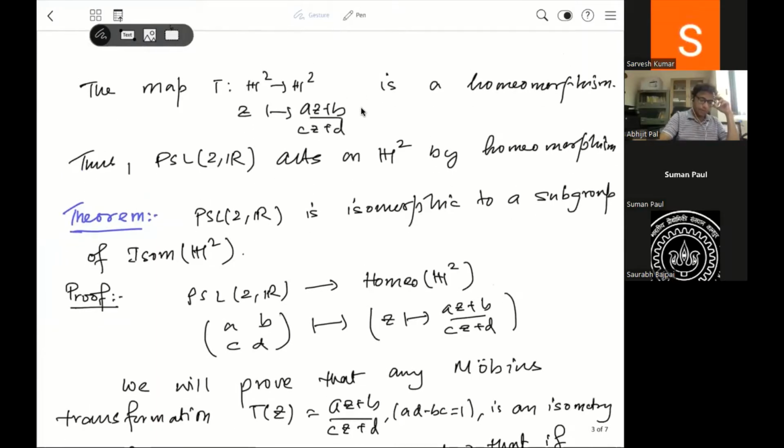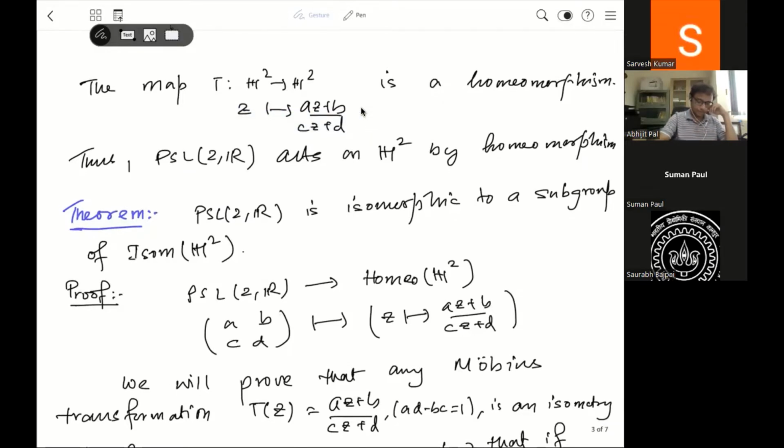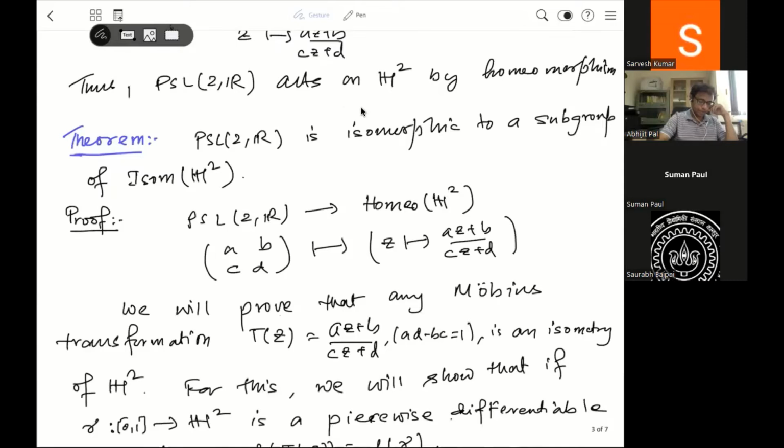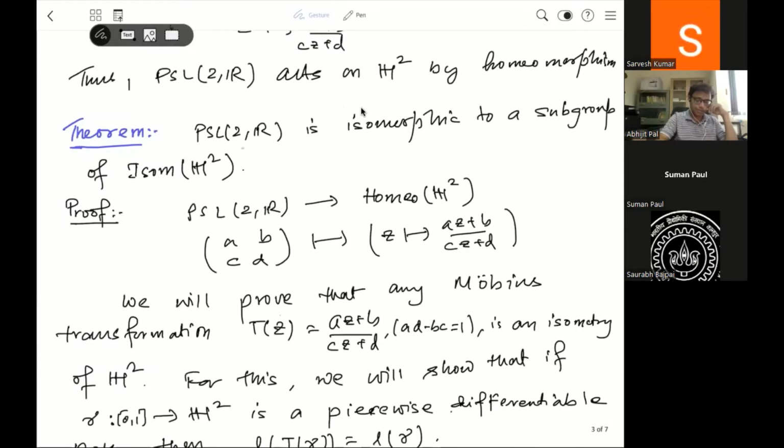In fact, one can prove that this map is a homeomorphism. Therefore PSL2(R) acts on this upper half plane by homeomorphisms, and in fact all these maps are my isometries. I have proven this here. The theorem is that PSL2(R) is isomorphic to a subgroup of the isometry group of H2.